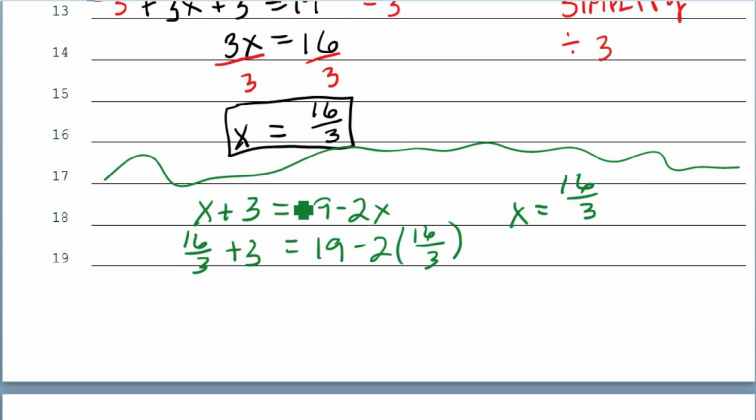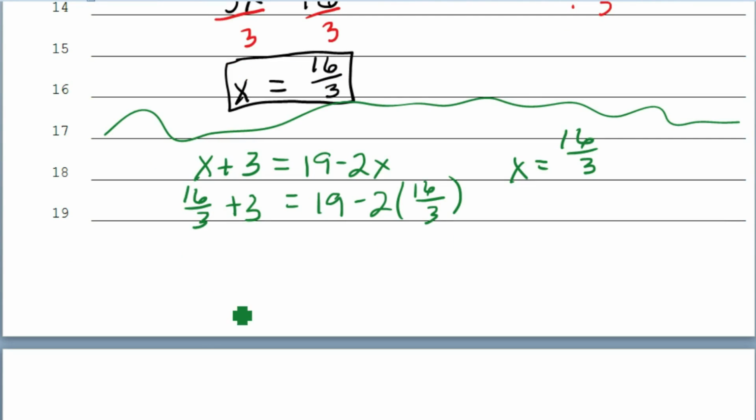That's all, and then we just have all like terms and see what this turns out to be. I like to make whole numbers, so I'll multiply each term on each side by 3. That leaves us with 16 plus 9 equals 57 minus 32. And that was 25 equals 25. And this is a true statement. 25 does equal 25, so x equals 16 over 3 is the answer to that equation.